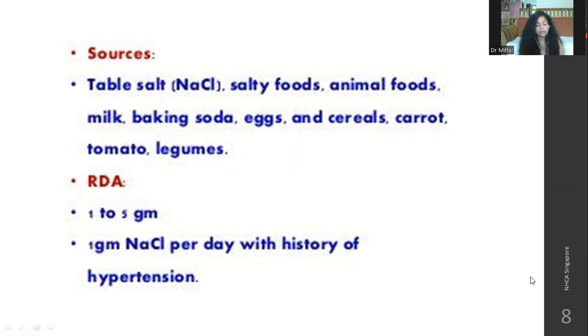It's a general statement because it completely depends on their blood pressure, their history of blood pressure, how long they have been suffering from blood pressure or any other cardiac disorder, and accordingly, how much salt is considerable for them is given by the cardiologist and the dietitian from the hospital.